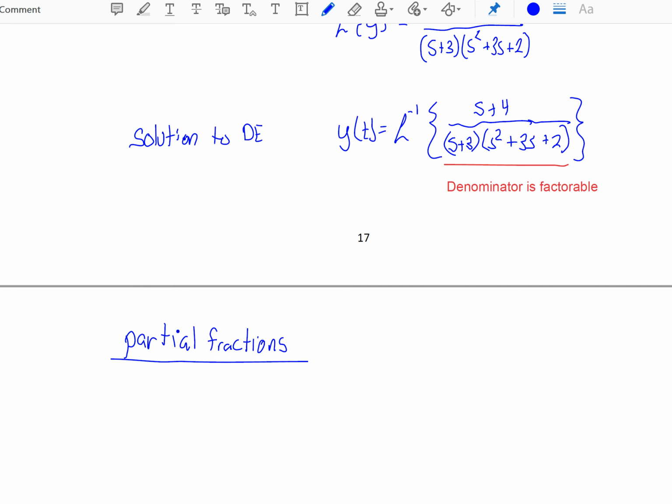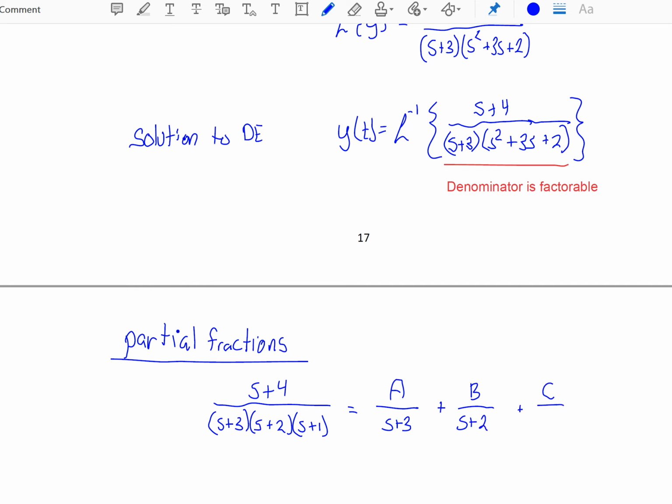So here we would like to write s plus 4 over, now if we factor our denominator completely, I think we'll have s plus 3 times s plus 2 times s plus 1. And we would like to write that as some constant over our first linear factor, some other constant over our second linear factor, and again some third constant over our last linear factor.